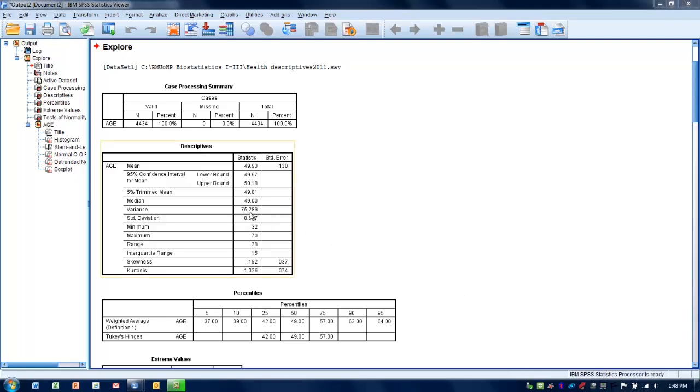We can also see the median score, which is 49. We can see the standard deviation for this particular set of scores, which is 8.67. We get a minimum and maximum score, and we can also see the range. The next important point we want to look at is this skewness value. Remember, this is going to give us some idea whether or not we have normal data.